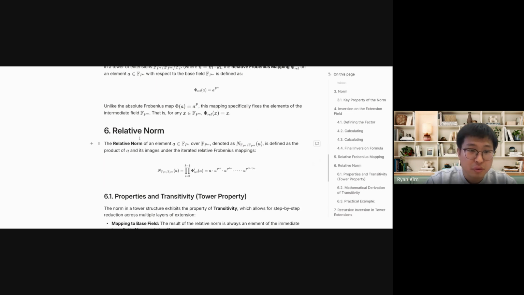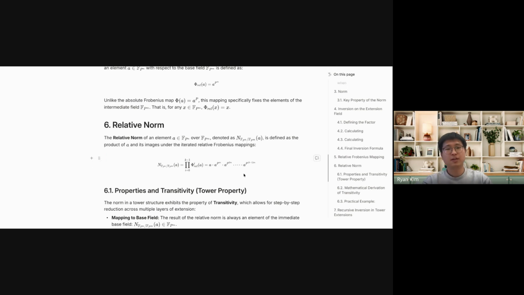And then the relative norm definition also becomes different. Now the relative norm of A will be defined as this equation. So instead of A times A to the P times A to the P squared or P cubed, now we have this series of powers: A times A to the P to the M times A to the P to the 2 times M, and so on. That's the new definition of relative norm.